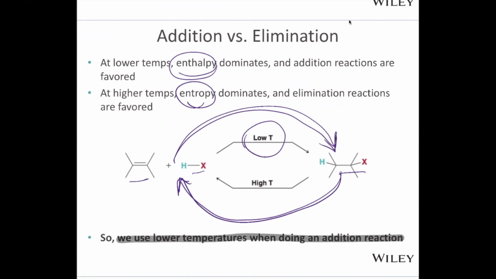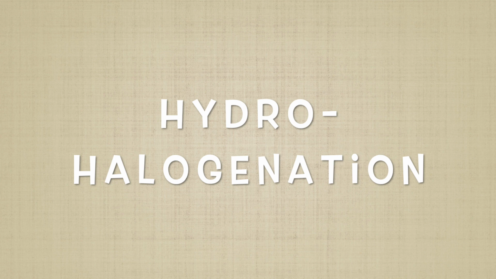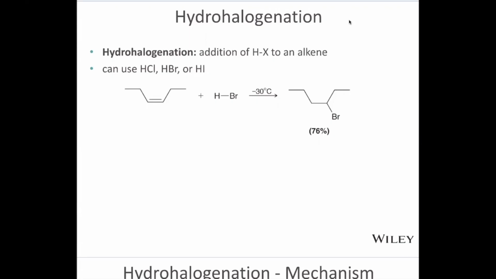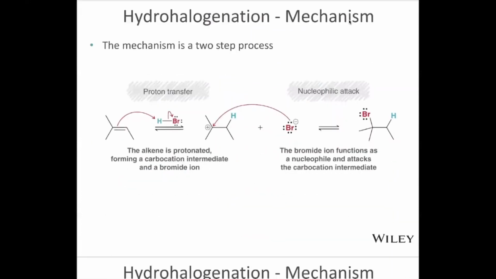addition reaction. The first reaction we talk about when we're talking about addition is hydrohalogenation. So we are going to add HBr across a double bond. And again, low temperatures. We can use HCl, HBr, and HI for this reaction. What happens is the H adds to one of the carbons and the Br adds to the other carbon. And if we look at a mechanism of that reaction, it is a two-step mechanism.